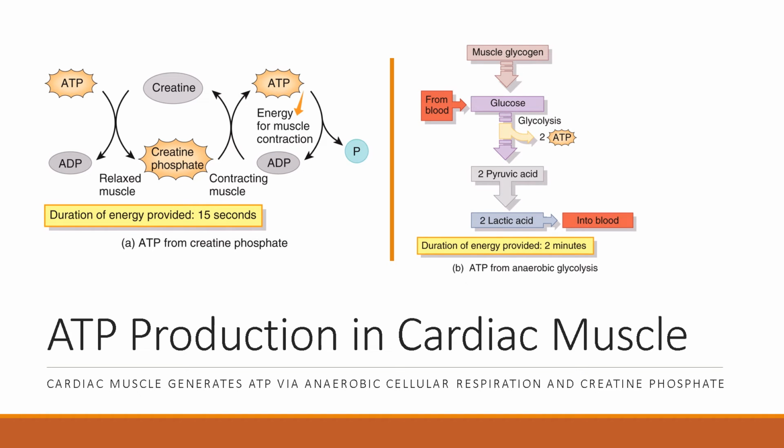In contrast to skeletal muscle, cardiac muscle produces little of the ATP it needs by anaerobic cellular respiration. Instead, it relies mostly on aerobic cellular respiration in its numerous mitochondria. But like skeletal muscle, cardiac muscle also does produce some ATP from creatine phosphate and some from anaerobic glycolysis. But like I said, the majority is completed by aerobic cellular respiration. This is because it has a ton of those really huge mitochondria, so it uses those quite exclusively.